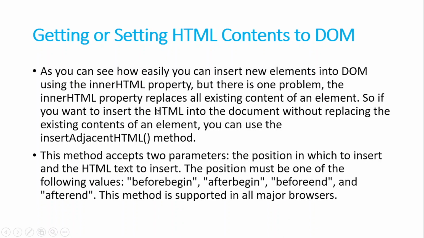If you want to insert HTML into the document without replacing the existing contents of an element, you can use insertAdjacentHTML. This is another method to add content inside an HTML element. This method accepts two parameters: the position in which to insert, and the HTML text to insert. The position must be one of the following values: beforebegin, afterbegin, beforeend, and afterend. This method is supported in all major browsers.